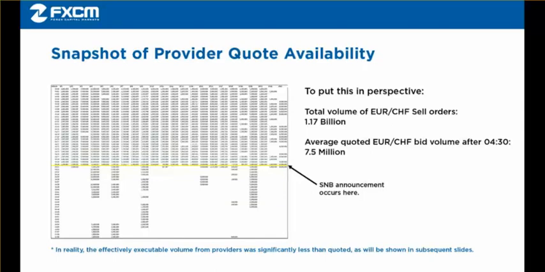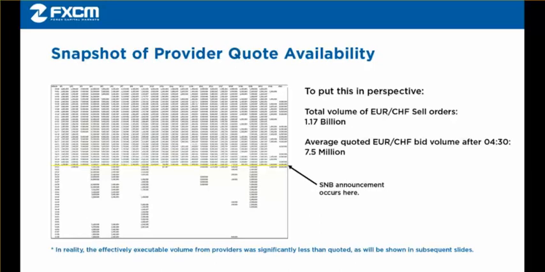FXCM maintains a wide range of providers, so that if a few providers stop pricing, there is no effect to FXCM's clients. In this case, however, more than 10 providers effectively did not know where to make the market in Euro-Swiss, which was the cause of the panic across the industry when it came to pricing Euro-Swiss. FXCM had nearly 1.17 billion in total Euro-Swiss sell orders. Again, 1.17 billion.